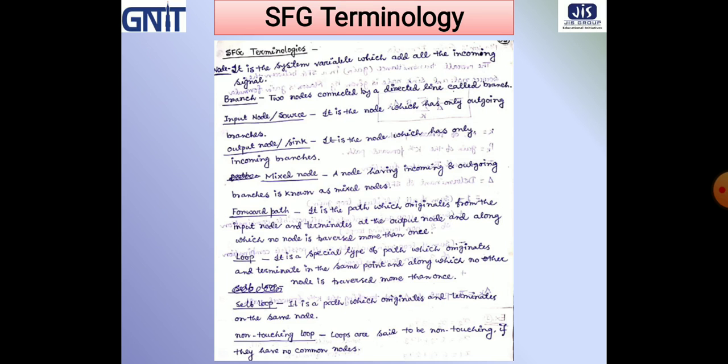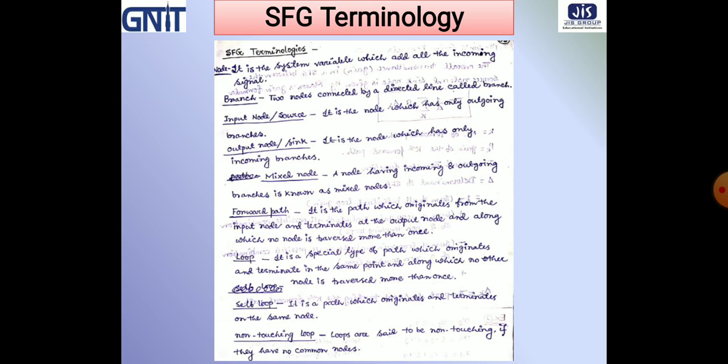What is forward path? It is the path which originates from the input node and terminates at the output node, along which no node is traversed more than once. That is forward path. So you have to keep in mind that when we consider the forward path, there will be no node which is traversed more than once. Okay, that is called forward path.